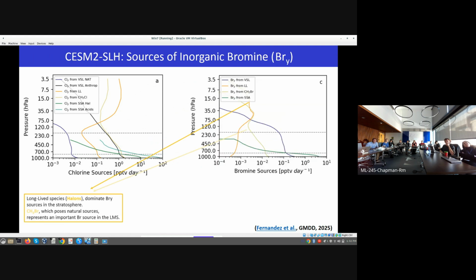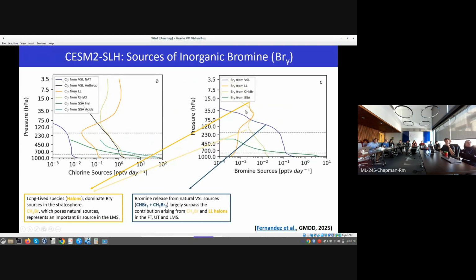If we look at the same for bromine, we can also see that in the upper stratosphere and the middle stratosphere, halons dominate over methyl bromide, but then in the lower stratosphere and all the upper troposphere, the main sources are from bromoform and bromomethane, and in the boundary layer, once again, the sea salt recycling contributions are the dominant ones.